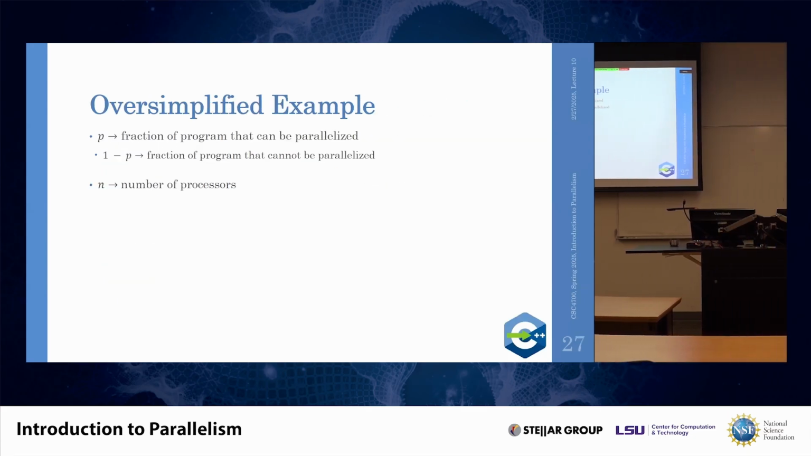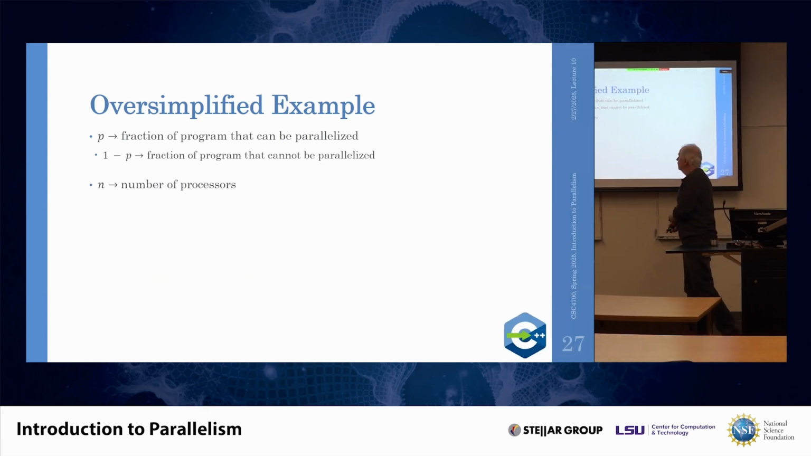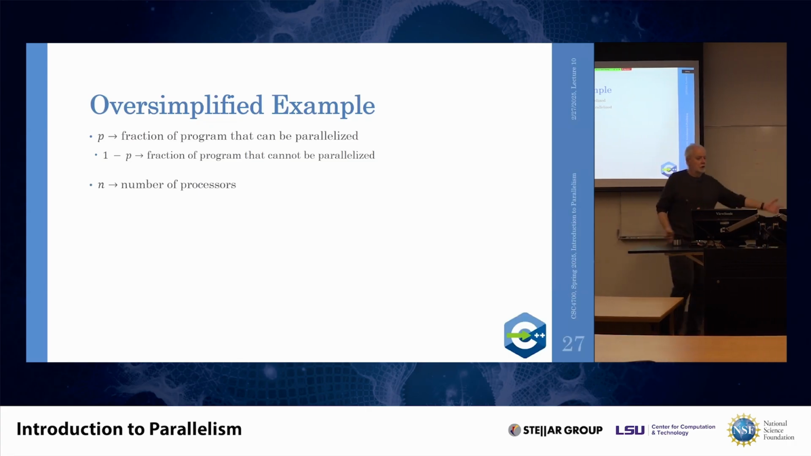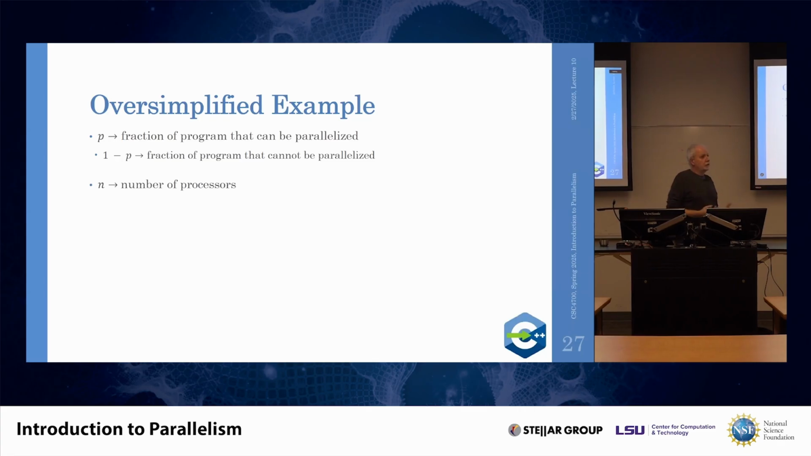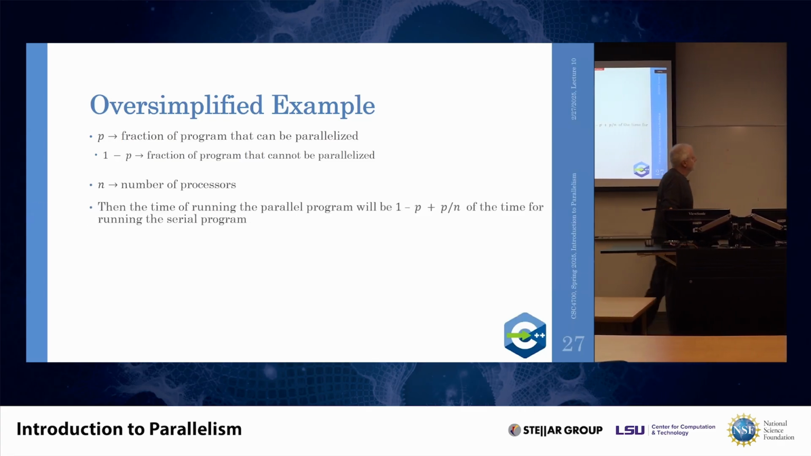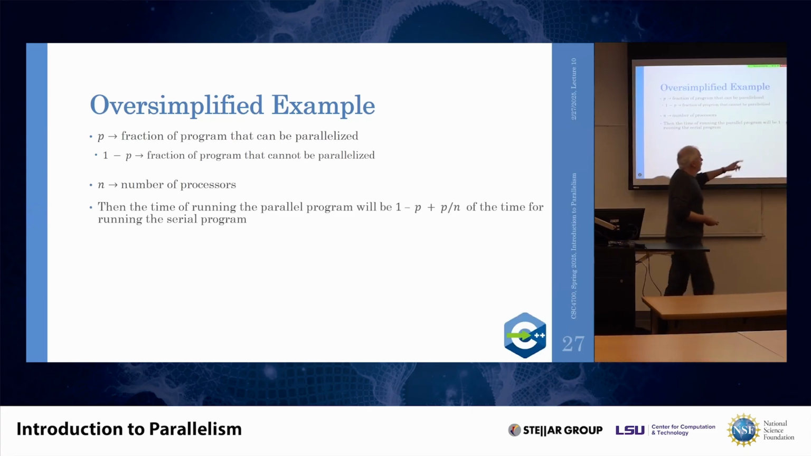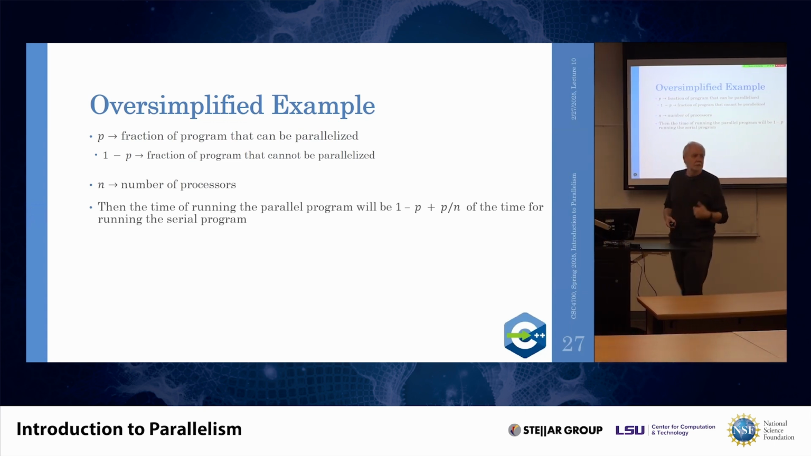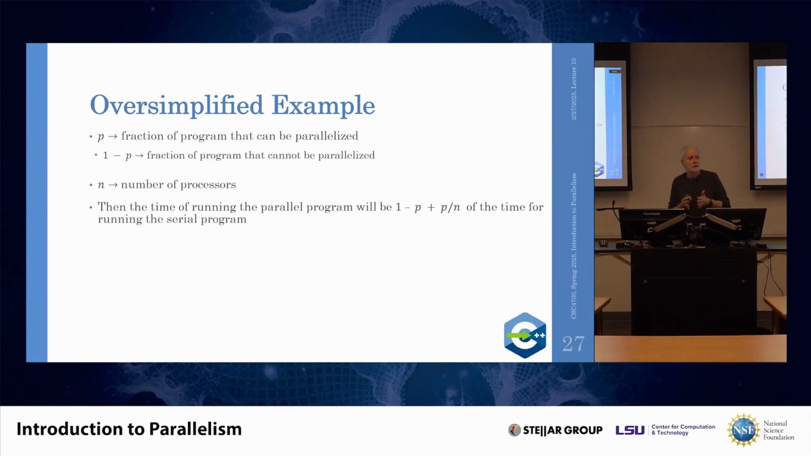So let's have a very simple example. Let's say P is the fraction of the program that can be parallelized, right? You never can parallelize the whole program. You have some sequential code and you start parallelizing a piece of it. So 1 minus P is the fraction of the remaining sequential code. N is the number of processors. Then the time of running the parallel program will be 1 minus P plus P over N. 1 minus P is the sequential part, and P over N is the N-times sped up piece of the code that can be parallelized.